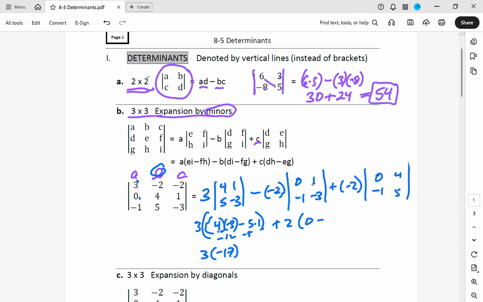Minus negative 1 times 1 is a negative 1, so that's going to become a plus 1. Okay, so this is going to be 2 times 1, that's going to be a plus 2. So we don't have as much to multiply as we do here.